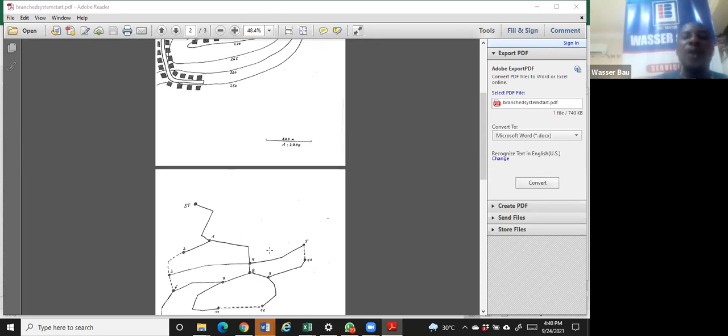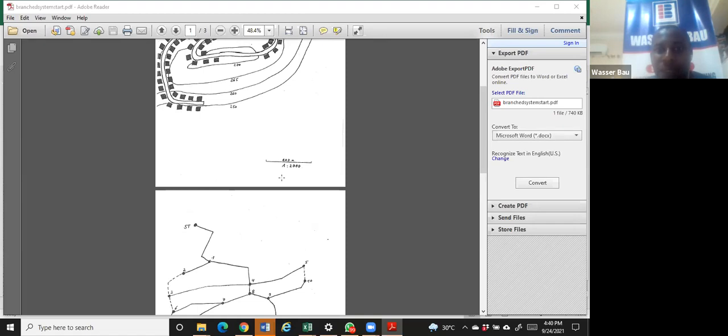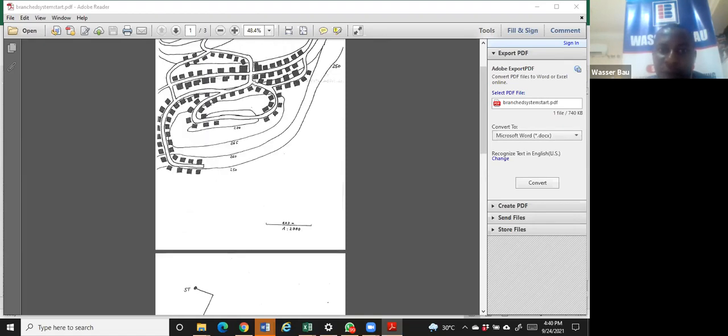Okay. Now, node 10 is 1, 2, 3, 4, 5, 6, 7, 8, 9, 10. So it's also 10 houses. But let me draw your attention to something. If you look at some of these houses, they are bigger than these houses here. But we chose 10 people per house. So these houses might be double of this.